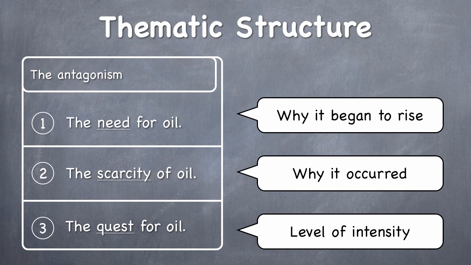In section 3, you could discuss the quest for oil in terms of the level of intensity. So the level of intensity could be the highest, let's say, during World War II. So you could even start with World War II because of the level of intensity. Again, you're not going chronologically, but you're going in terms of the level of intensity. If it was the highest during World War II, you could even start with World War II. Again, it's not going to be chronological.